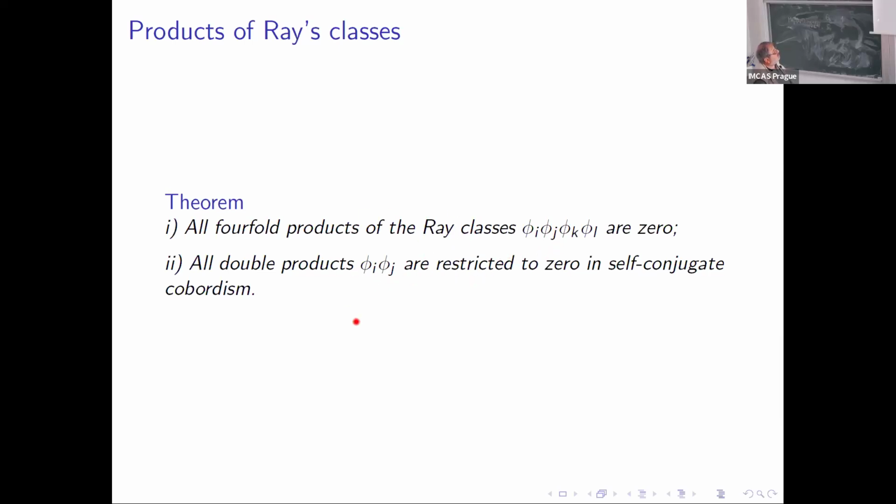And if we consider double products, they map to zero in self-conjugate. If we forget the symplectic structure, we are in self-conjugate. So these double products go to zero here. So the second part will help in self-conjugate cobordism, which is not computed as well. Because double products are in lower dimension, and it may help.